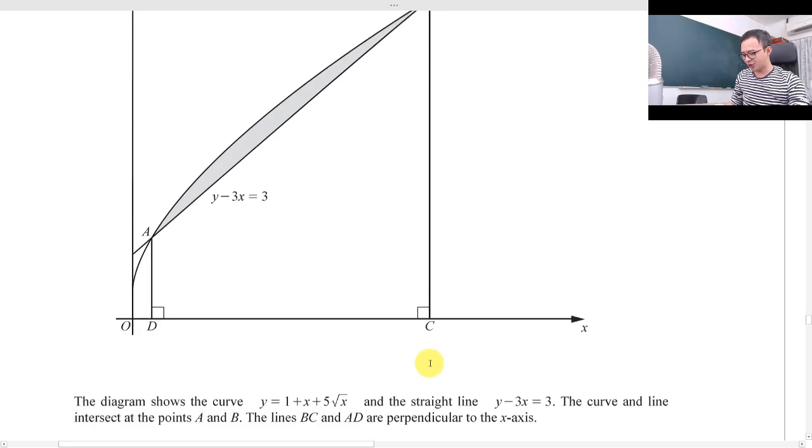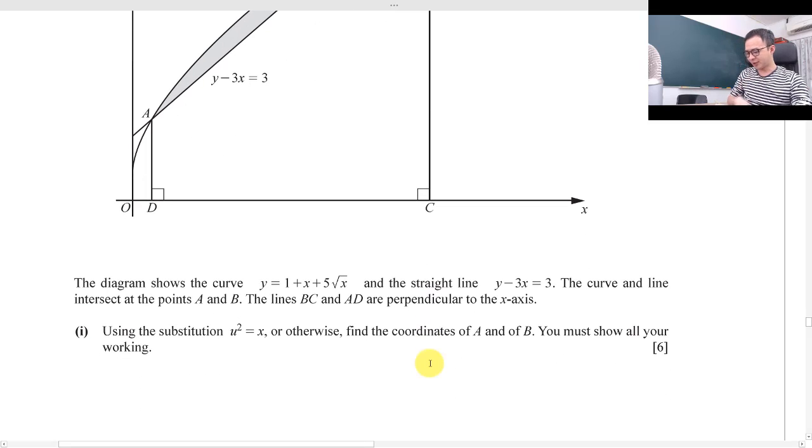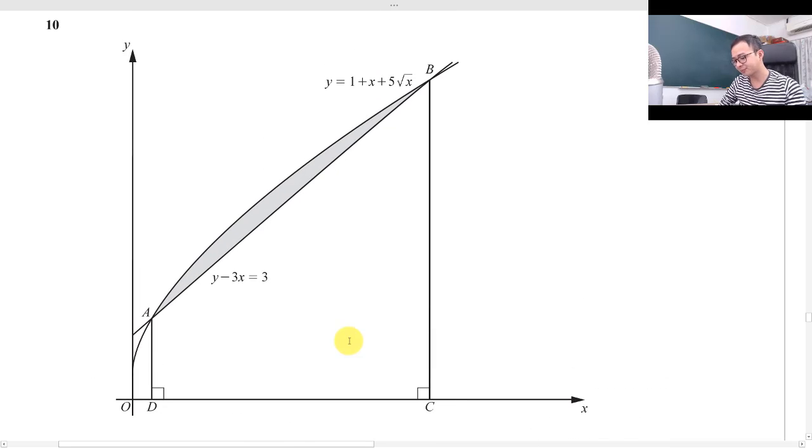Alright, this diagram shows the curve and the straight line. The curve and line intersect at the points A and B, and BC and AD are perpendicular to the x-axis, so they are parallel to the y-axis. Use the substitution u squared equals x or otherwise to find the coordinates A and B, and you must show all working. So it's the intersection here.